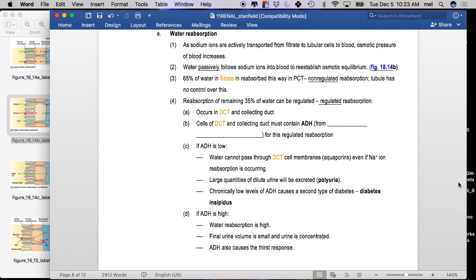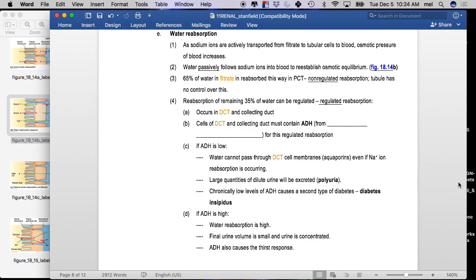If ADH is low, sit and think for a second. Under what circumstances, normal physiology, a normal day, would a person's ADH be low? Think about it. Just normal physiology. Don't do anything strange. Just get up one day and do whatever it takes to make your ADH low. What would you need to do? You need to drink a lot of water.